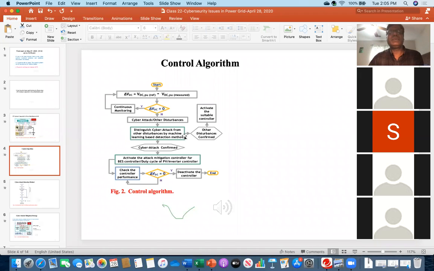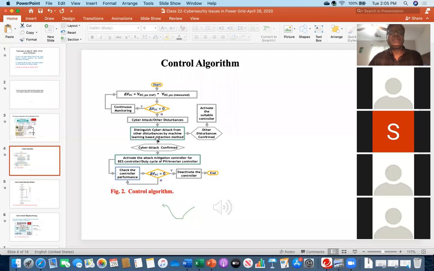For example, if it is not a cyber attack and it is confirmed to be other disturbances, then activate the associated suitable controller. This means that today we are not discussing these things. We are assuming that in any power grid there are already sophisticated, appropriate controllers installed which will handle those other disturbances, like some fault, short circuit, or some load change. But today we are looking at the cyber attack.